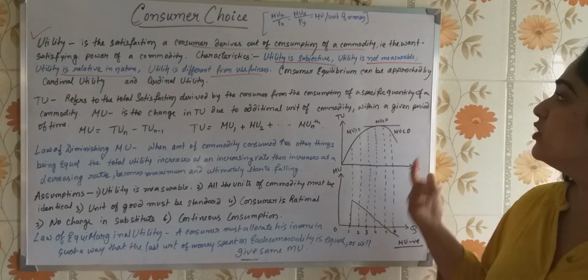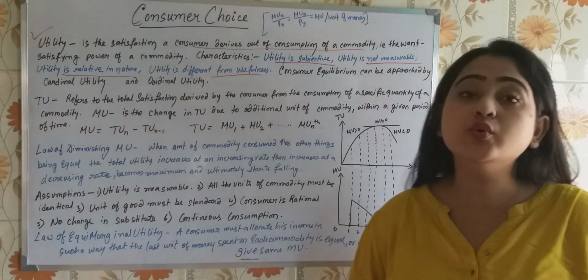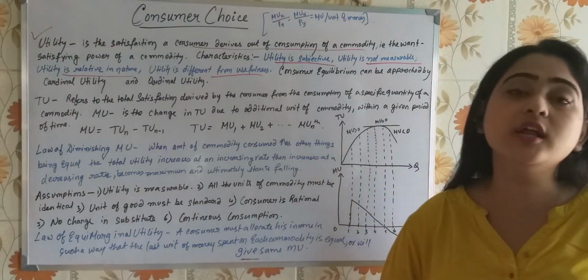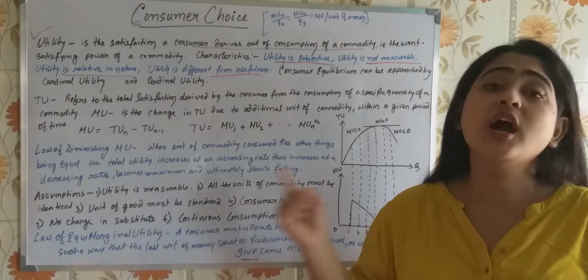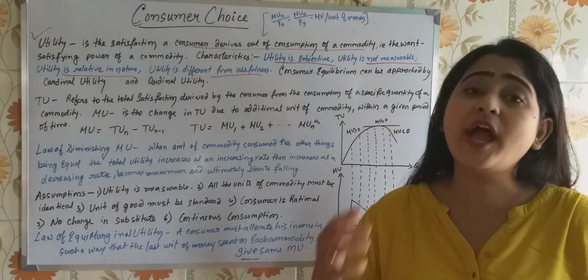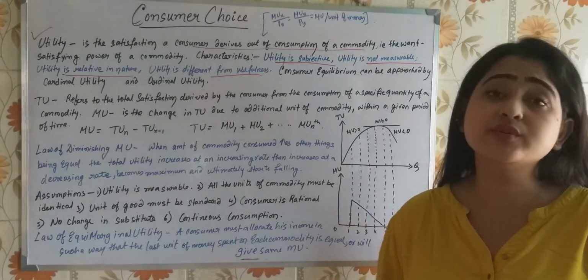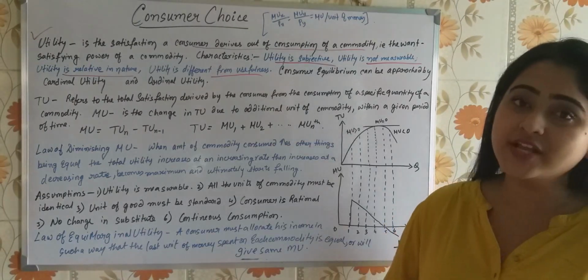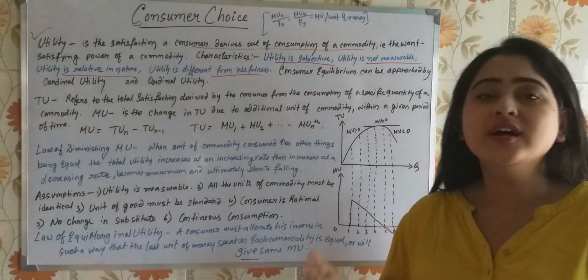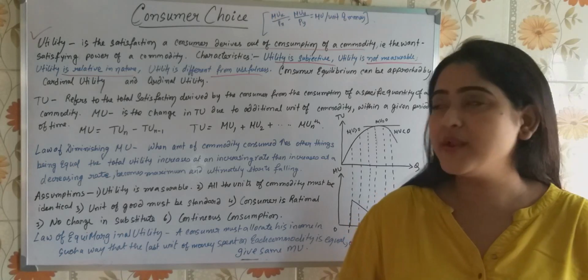Next, you see consumer equilibrium can be approached by two approaches. One is the cardinal utility, one is the ordinal utility. Cardinal utility says that utility can be measured in terms of utils, and ordinal utility states that utility cannot be measured. It is done in terms of preferences.